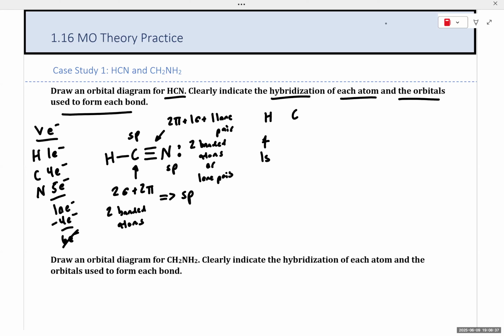Carbon, because it adopts an sp hybridization, has 2 half-filled p orbitals and 2 available sp hybrid orbitals. Nitrogen, if it's sp hybridized, has the same 2 sp hybrid orbitals and 2 half-filled p orbitals. One thing I'd like you to note is because nitrogen has 5 electrons, one of its sp orbitals is used to hold a lone pair.